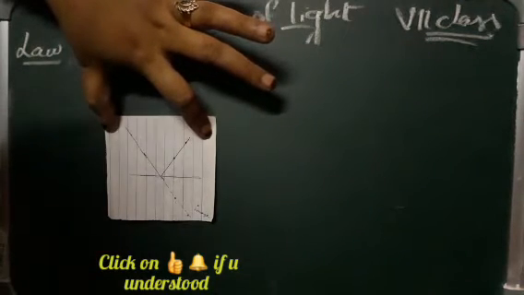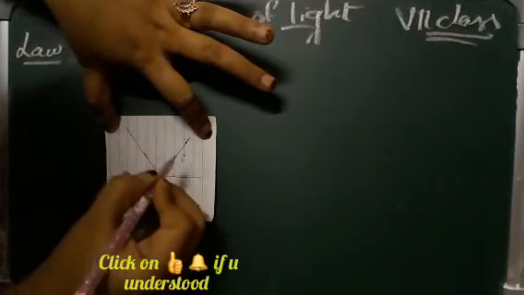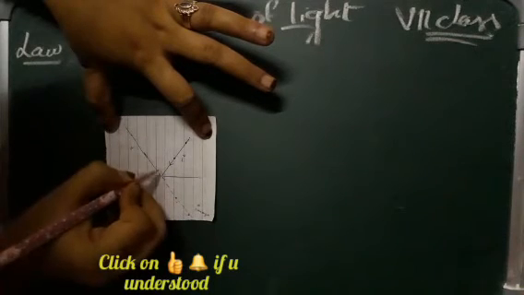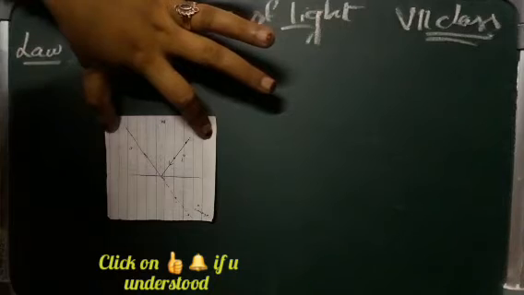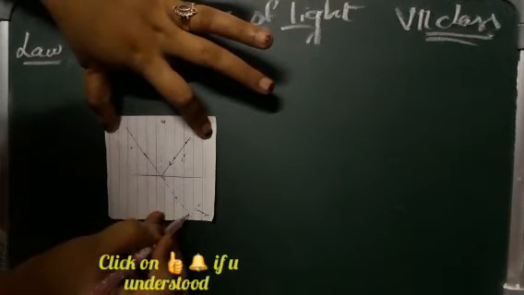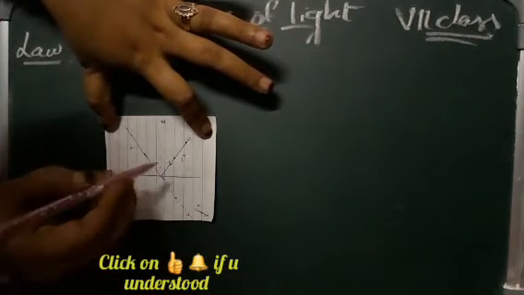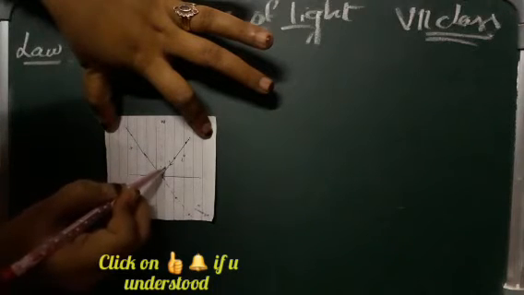You can now see that whatever this is, is nothing but your reflection. This is nothing but the reflected ray. Now this line drawn from here is nothing but the normal. Fine, this is your normal. Because the image formed is behind the mirror, we are trying to draw a straight line.